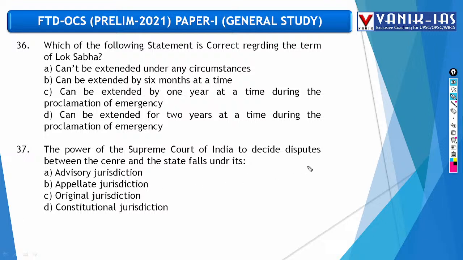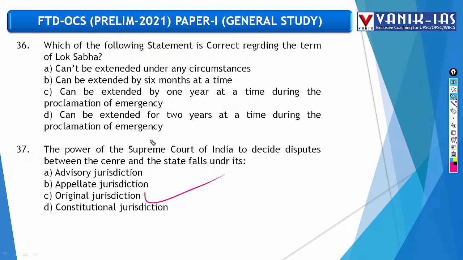Next, the power of the Supreme Court of India to decide disputes between the centre and states falls under original jurisdiction. Obviously, this question is very easy. It is related to the original jurisdiction of the Supreme Court. Constitutional jurisdiction means the Supreme Court will decide. It is the guardian of the Constitution, so it will decide any constitutional issues, regarding constitutional interpretation, for example, right to privacy. These things are interpreted by the Supreme Court. It is the highest court of India.